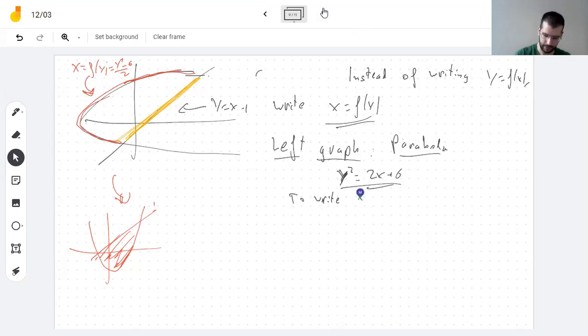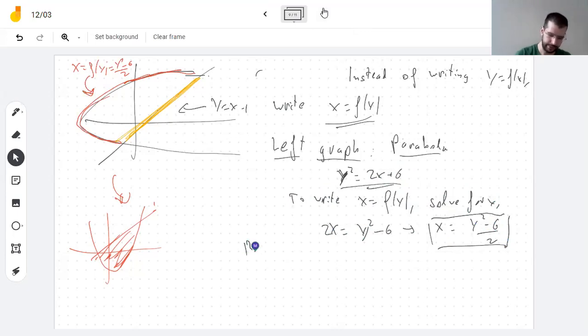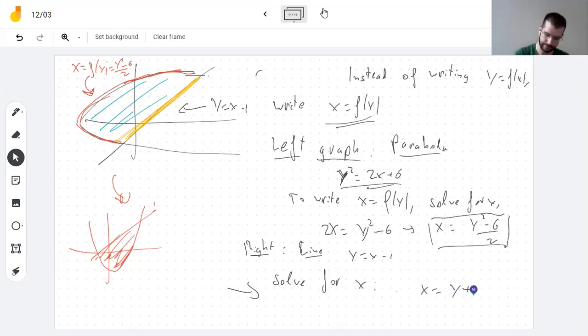To write x as a function of y, now you solve for x instead of y, like we did before. So 2x is y squared minus 6, and x is y squared minus 6 divided by 2. And the right graph is the line y equals x minus 1. To write x as a function of y, you just solve for x. I know how to solve this one for x. x is y plus 1. So I'm finding the area between these two graphs, and that's going to be doing the integral of the difference.